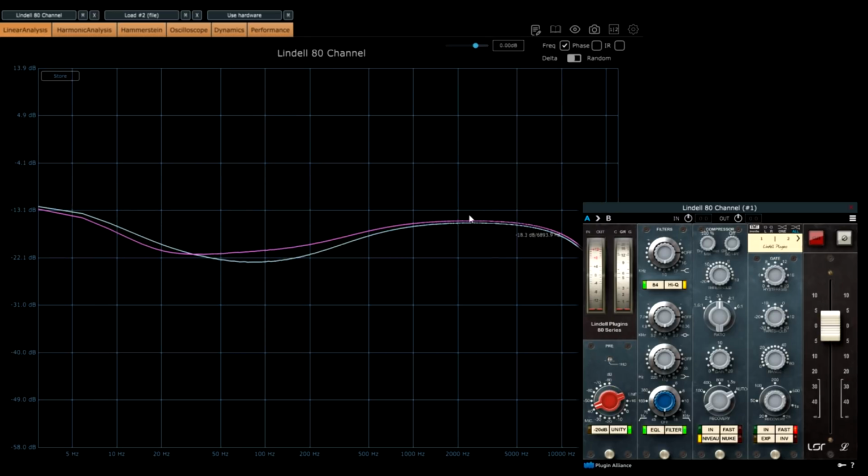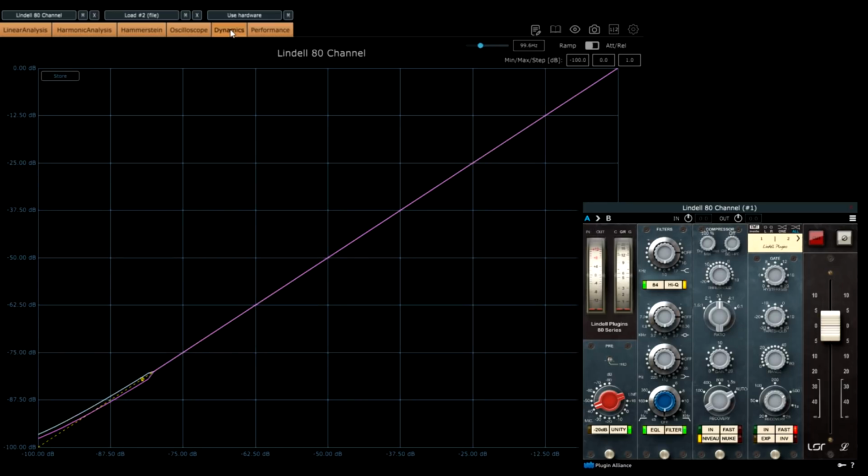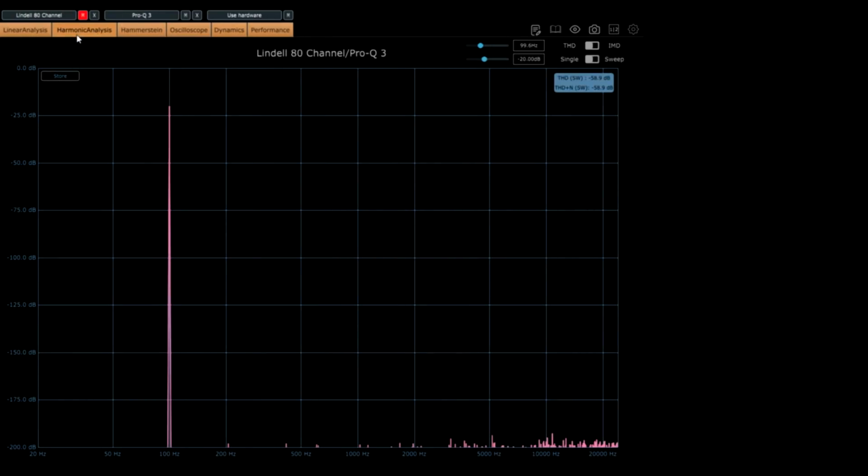Let's start with the Dynamics tab. This is intended to show the transfer curve of dynamics processors, such as compressors and limiters. But it can also show the way that analog-style distortion affects your dynamic range. Or the Harmonic Analysis tab, which is more intended for measuring distortion. Here we have a 100 Hz sine wave test signal at a conservative level of minus 20 dBFS, running through ProQ3 to begin with. Notice the output is just a sine wave still, with no extra harmonics on top.